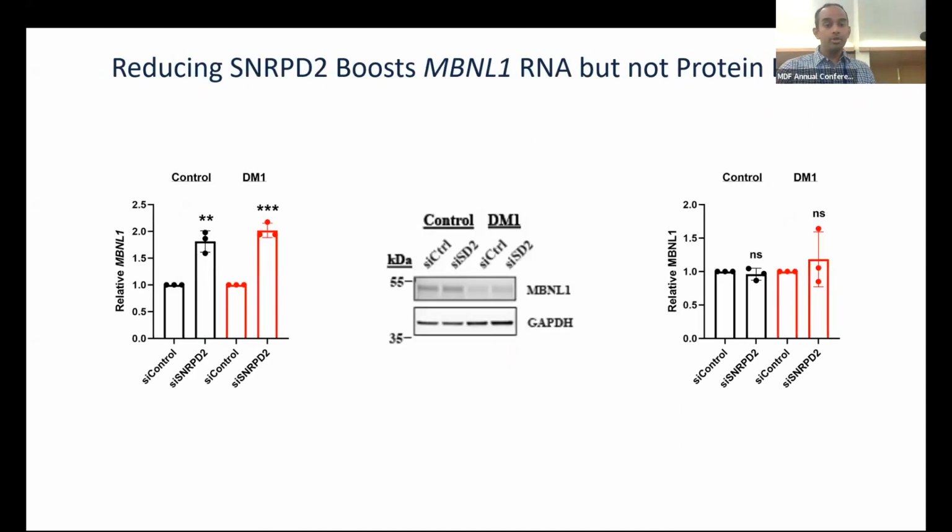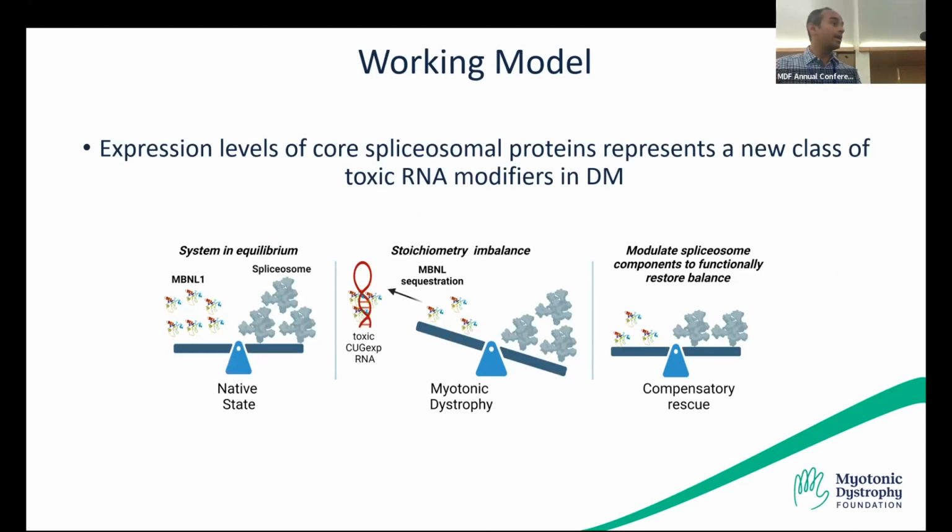When we looked at our RNA-seq expression data, which I didn't go into in the interest of time, we noticed that MBNL1 RNA expression was significantly elevated in the myoblasts. However, when we looked at the protein levels, it didn't appear to be boosted as a result of SNRPD2 knockdown. So the effects we're seeing were not, at least not simply, due to MBNL1 protein levels being elevated as a result of SNRPD2 knockdown. So that's currently where we're at with the study.